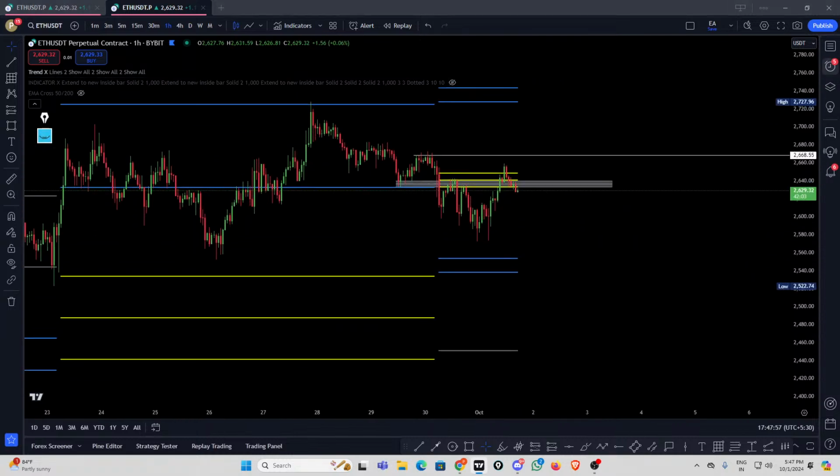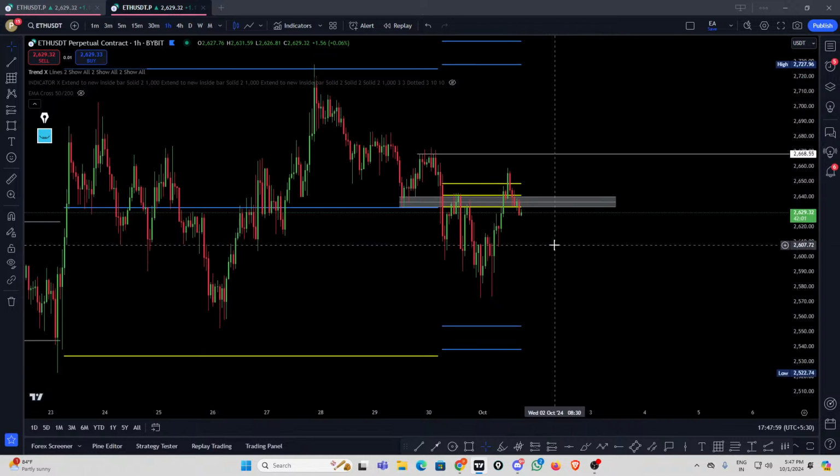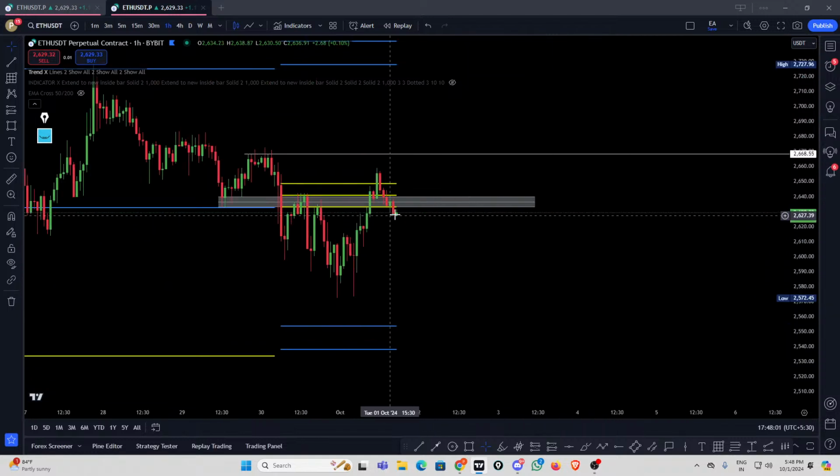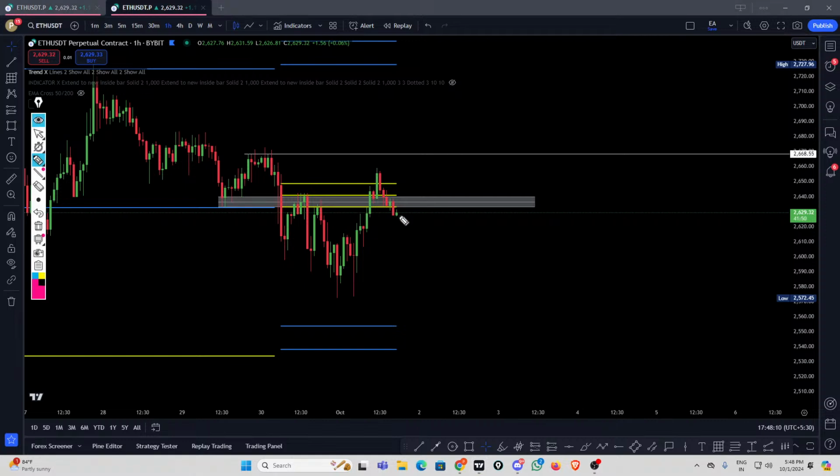Now the market is still struggling to go up. Again it reversed from the weekly Trend X, and now candles are below the weekly Trend X. So now we have to wait, correct? Slowly we got a breakout here, like we were discussing, right?